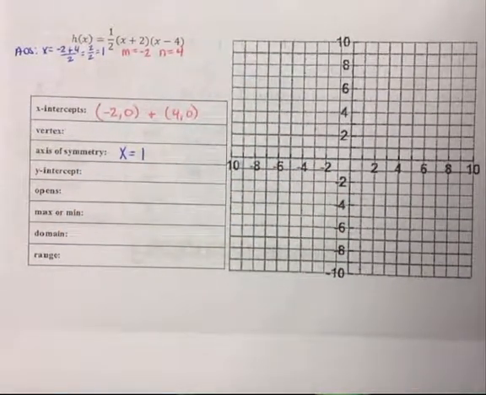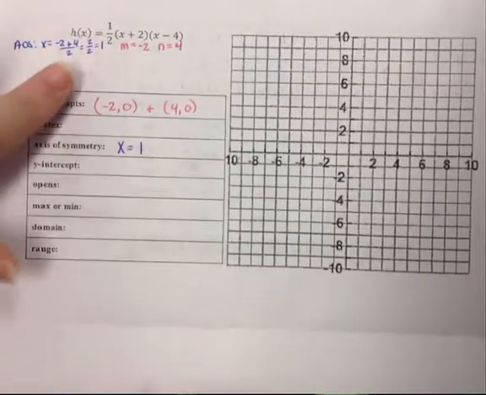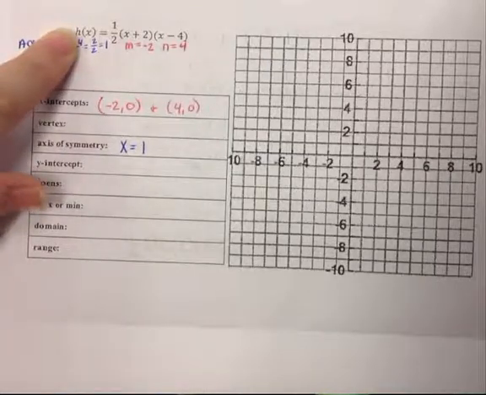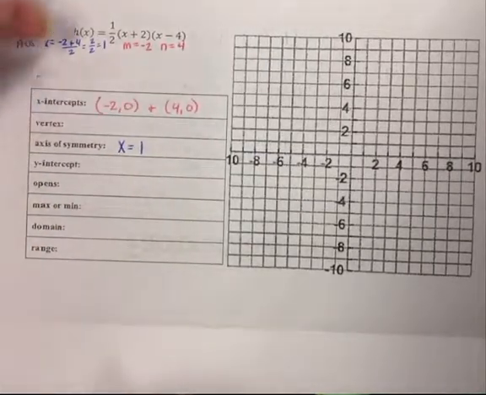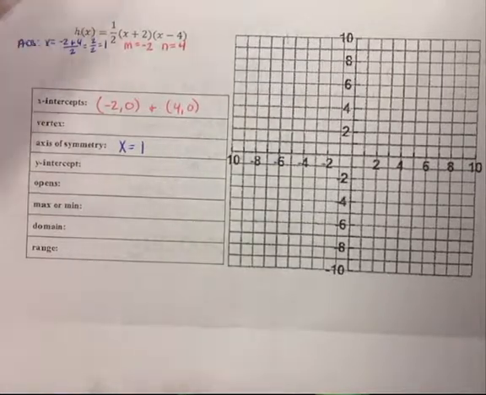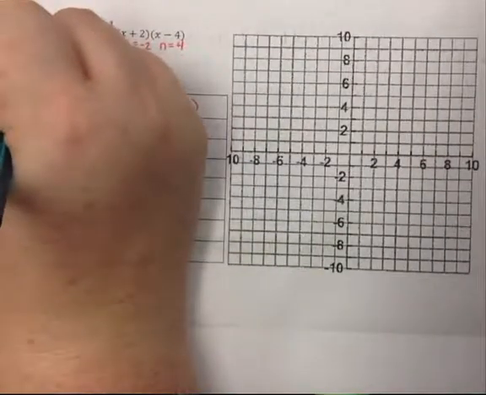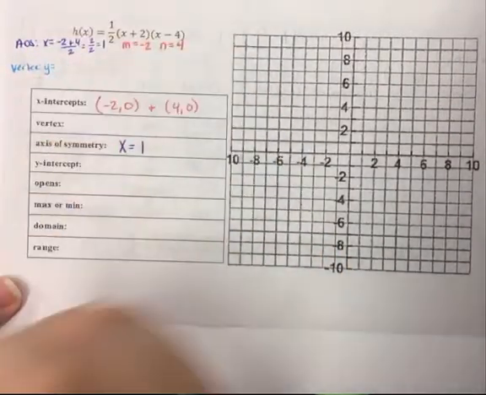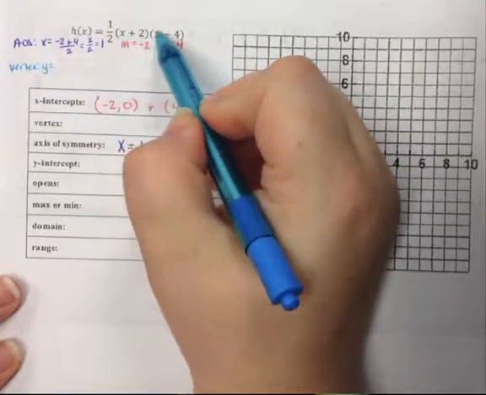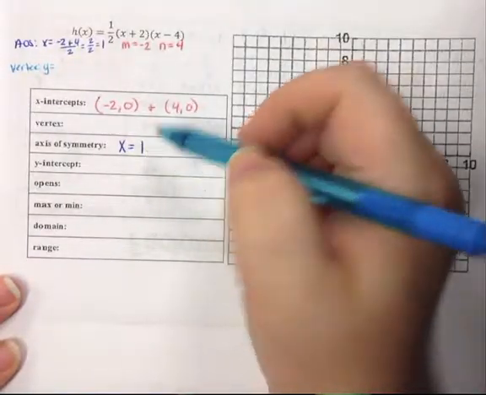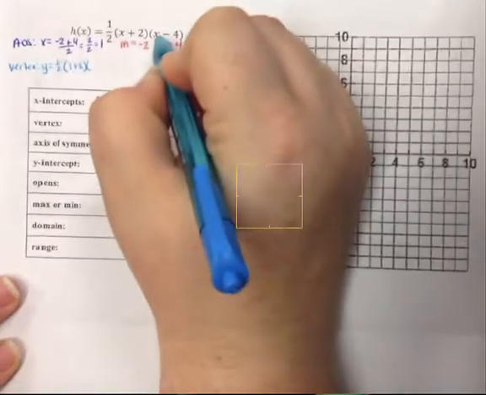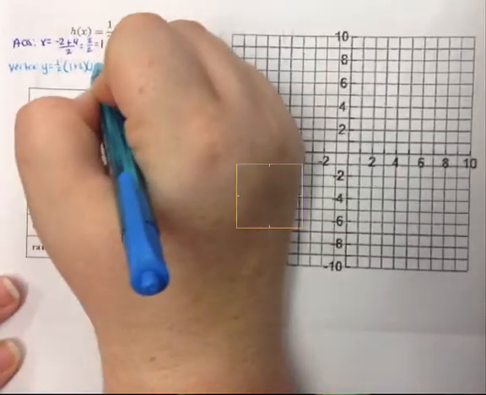Now that we have the x value, we can find the rest of our vertex by substituting it back into the function. Now this is h of x. Again, h is a function of x, so that means that this can be replaced as a y equals. So to find the rest of our vertex, we have y equals. Now I'm going to keep everything except when I see the x, I'm going to plug in that positive 1. So I have 1/2 (1 plus 2)(1 minus 4).